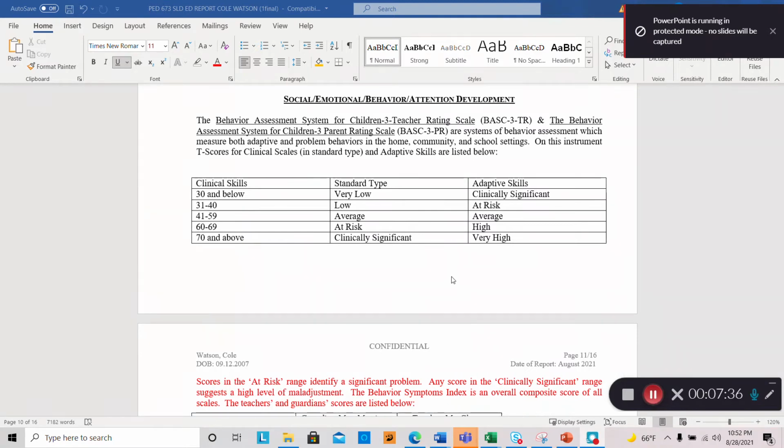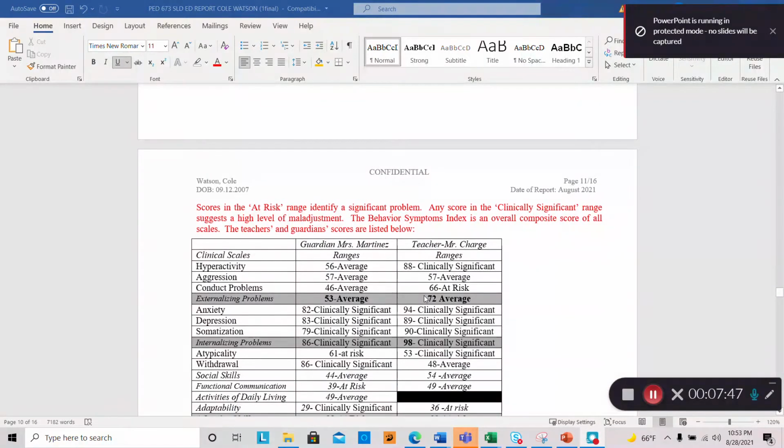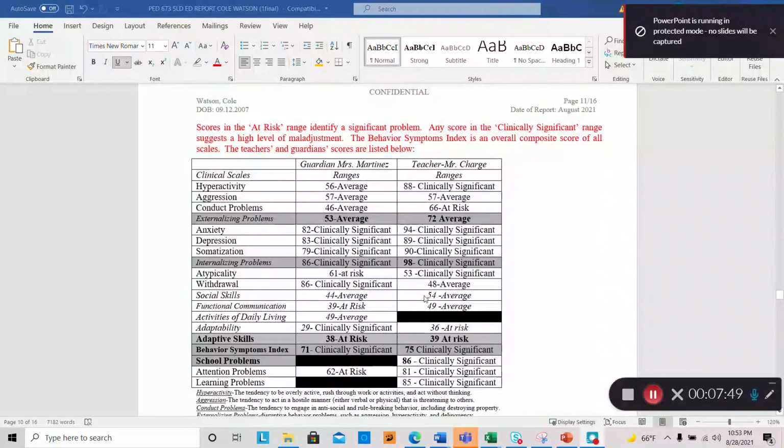So as you can see here, I have a graph for clinical skills, standard type, and adaptive skills. We're looking for anything in the clinically significant range. That's what would stand out most to us. Scores in the at-risk range identify a significant problem. Any scores in the clinically significant range suggest a high level of maladjustment.